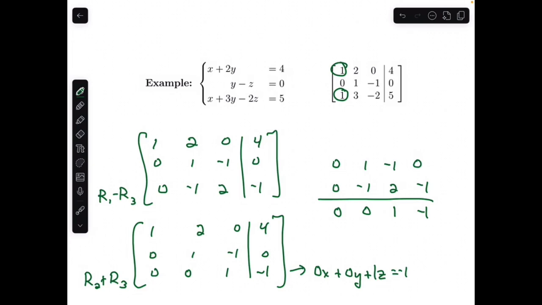And then you can put that into the equations above it. This equation is 0x plus y minus z equals 0. So once you have a z value, you can put it in there and get a y value. And then you can take both of those values and put it into the top equation. This top equation never changed. This is x plus 2y plus 0z, which we don't have to write, equals 4. So once you start at the bottom, you get a z value, plug it into the middle one, you get a y value, and then you can plug both of those into the top equation to get your x value. So you're going to substitute starting at the bottom and work your way back up.